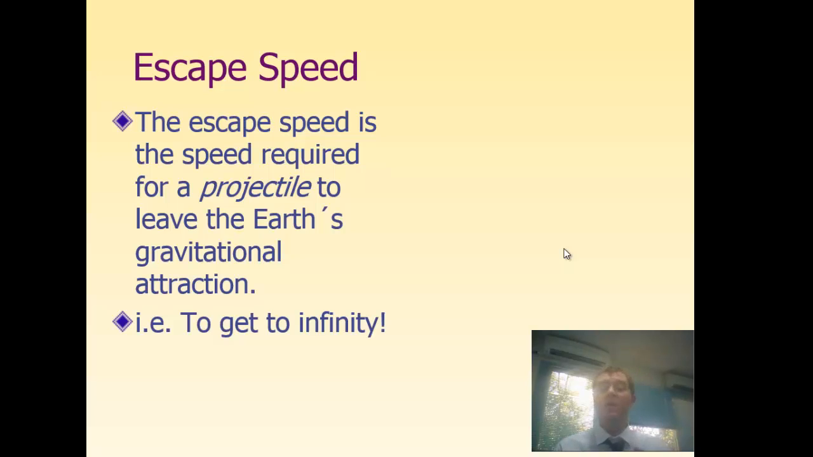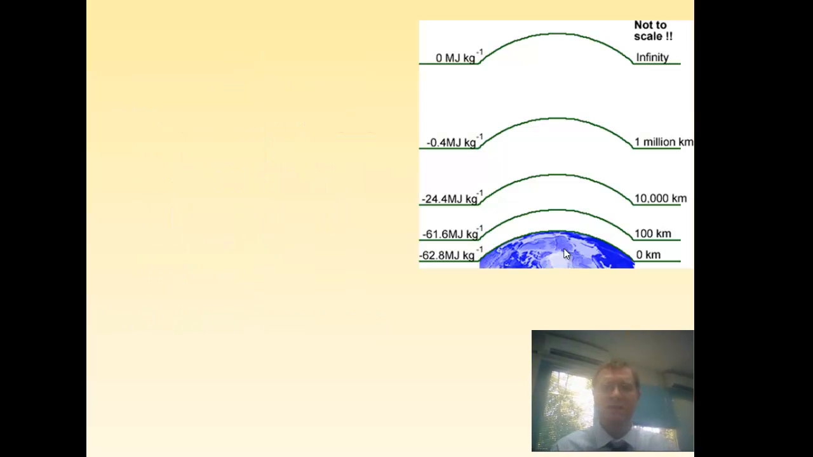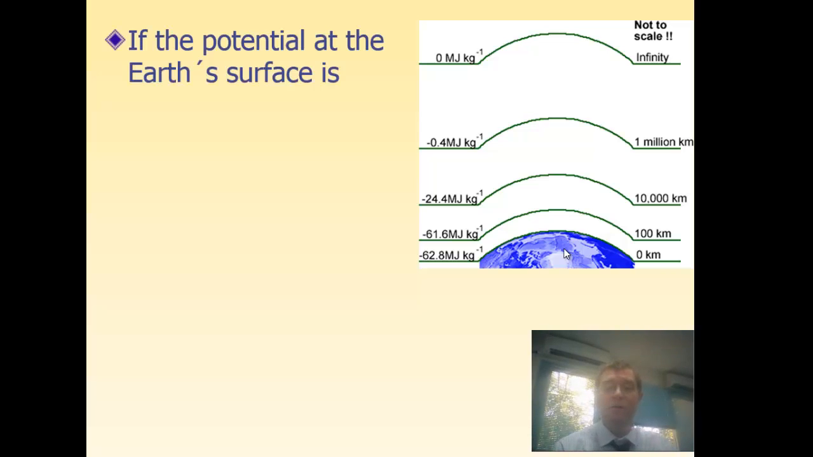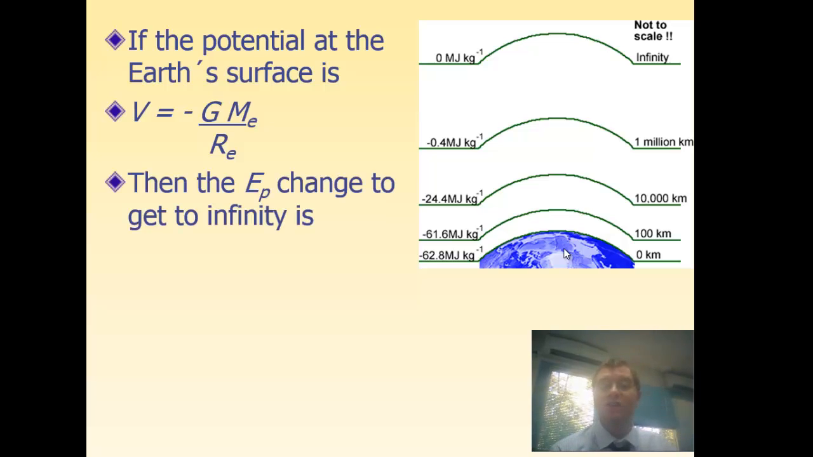Seems quite something, but we can work this out. So let me take you through the steps. We want to get to infinity. We can work out the potential at the Earth's surface, which we recognize is minus the gravitational constant multiplied by the mass of the Earth divided by the radius of the Earth. That means the change in potential to get to infinity is equal to that potential multiplied by the mass of the object we're trying to get rid of.